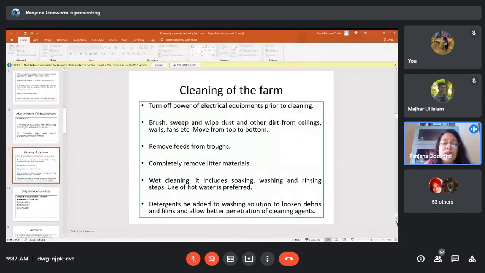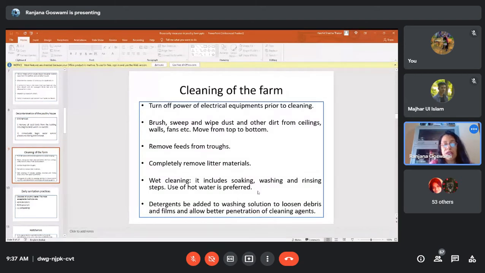And then remove the feeds from the troughs, completely remove the litter materials, and then you have to go for wet cleaning of the floor. It includes soaking, washing, and rinsing steps. Use of hot water is preferred. So you can do all these things while cleaning the floor. Detergent can be added to the washing solution to loosen debris and films and allow better penetration of cleaning agents. So these are the things that you can use.